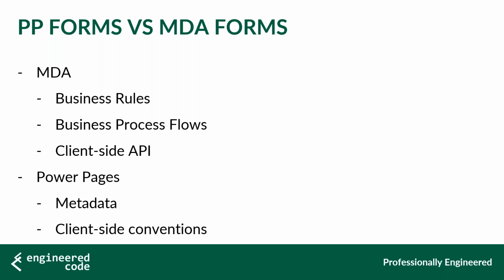As well as with Power Pages, while you can use JavaScript, it's more by convention. So we know that the fields on a form are going to match the logical name of the columns, but there's no specific API that we are required to use. It is acceptable to interact directly with the DOM. So that's a little bit about the difference between these two forms and where this metadata comes into play.